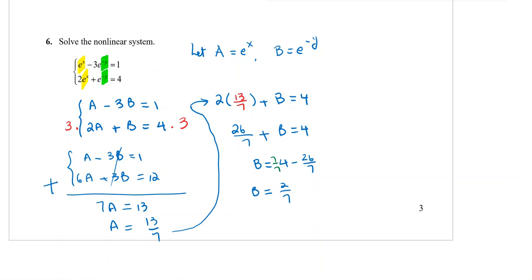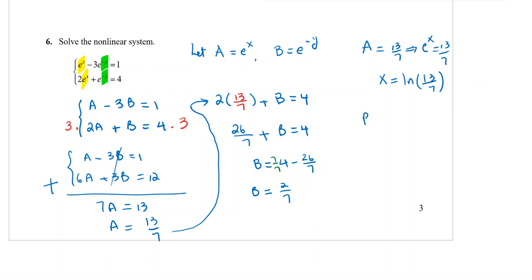Well, we haven't finished solving the system yet. We solved for a and b. The original system had x and y in it. So we'll use our substitution formulas. I know that a is 13 over 7. That means e to the x is 13 over 7. So how do we solve for x? Just take ln of both sides. Ln of e to the x is x. Ln of 13 over 7 is, well, ln of 13 over 7.